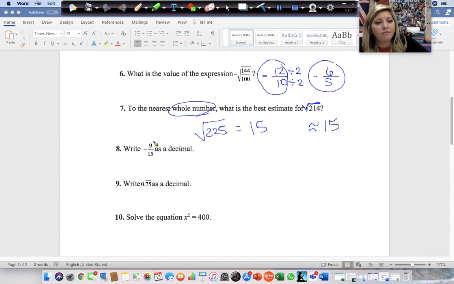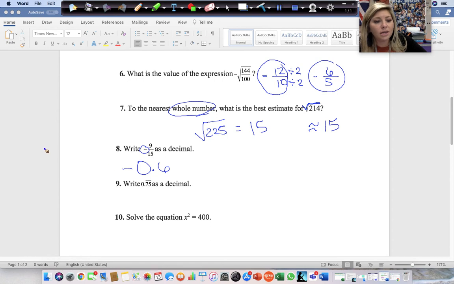So write negative 9/15 as a decimal. Remember, we're just dividing here. 9 divided by 15 is all you're doing. So if you are able to use a calculator, we're just going to do 9 divided by 15, and we get 0.6. But remember, this negative sign comes down, so we've got negative 0.6.